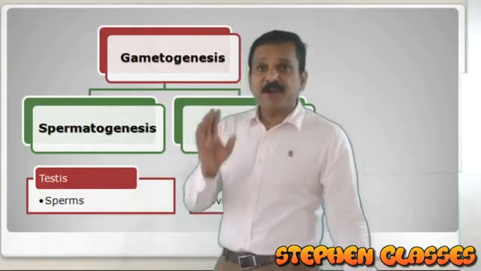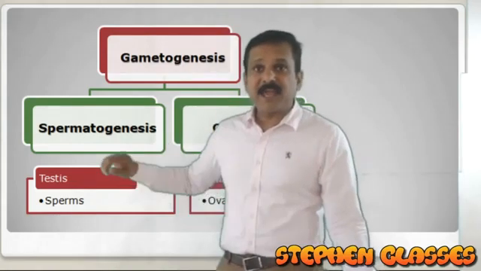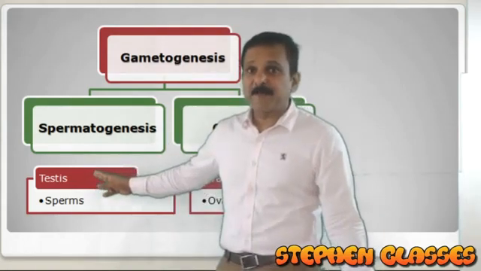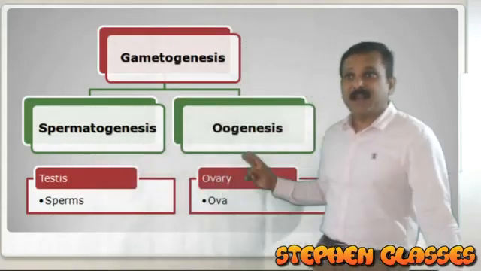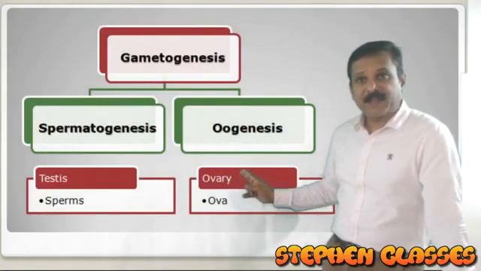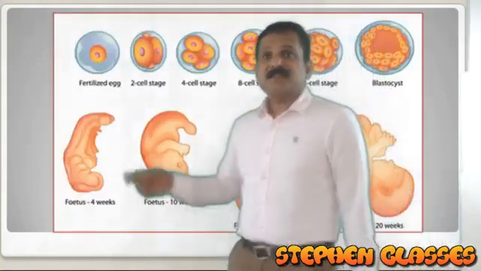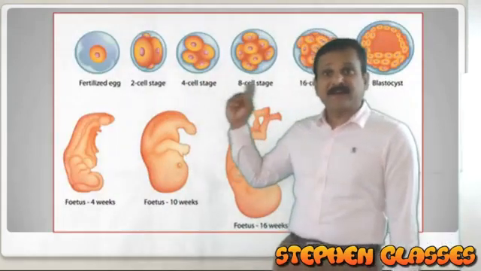Any organ which produces the gamete is called the primary reproductive organ. So in the case of male, testis will be the primary reproductive organ, whereas in female, ovary will be the primary reproductive organ. Okay, so now we have a further explanation slide. This slide will give you an idea about the development.